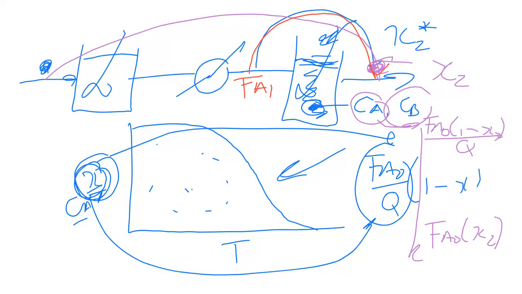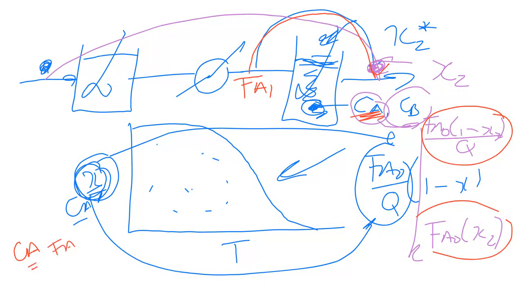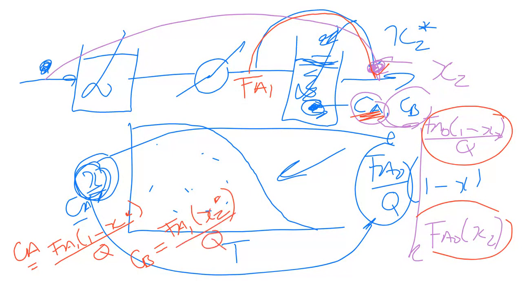And the temptation then is to use just a similar equation set and to say my concentration of A is equal to Fa1 times 1 minus X2 star divided by Q. And my concentration of B is equal to Fa1 times X2 star divided by Q. And this is wrong. And the reason why it is wrong is that Fb1 is not naught.